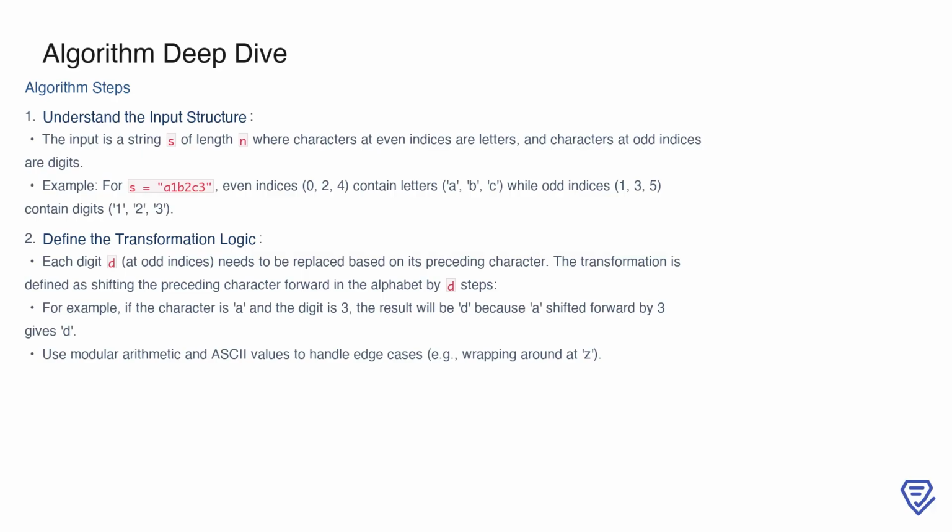Once we understand this structure, the next step is to define the transformation logic. Each digit at an odd index must be replaced by a new character. The new character is determined by shifting the preceding letter forward in the alphabet by the value of the digit. For instance, if the letter is A and the digit is 3, the resulting character would be D, since shifting it forward by 3 steps in the alphabet gives D. To handle edge cases, such as wrapping around from Z to A, we rely on modular arithmetic combined with ASCII value calculations to ensure the results stay within the valid range of lowercase letters.